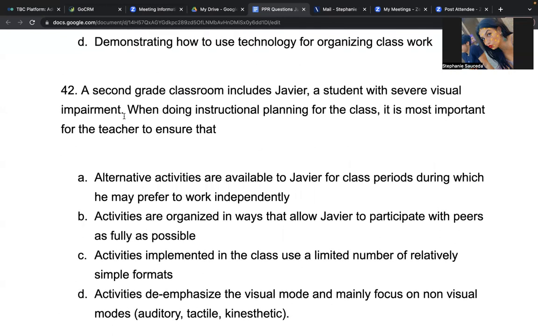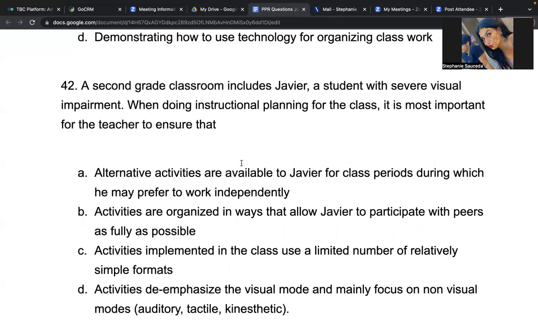A second grade classroom includes Javier, a student with severe visual impairment. When doing instructional planning for the class, it is most important for the teacher to ensure that... Remember last week, before we started question analysis, we went over different types of disabilities, right? The types of disabilities that we see in our classroom, the types of supports that we would offer, and things that we might see on their IEP. So we did talk about visual impairment.